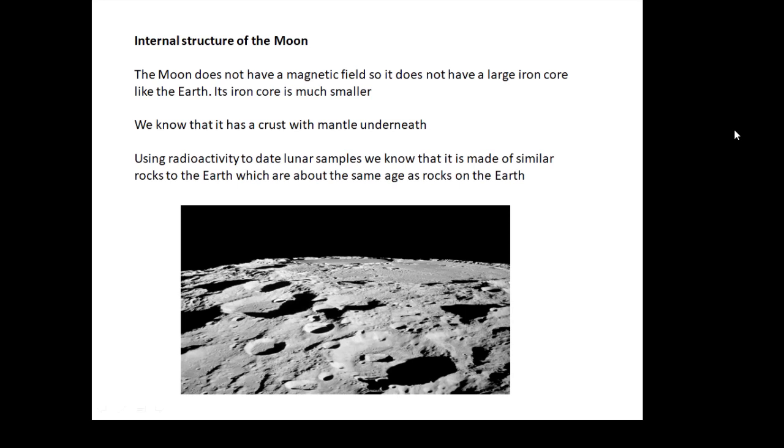The moon doesn't have a magnetic field, at least it has a very, very weak one. That's because it doesn't have a large iron core like the Earth. It's got very little iron in it. Its iron core is much smaller. It does have a crust, which is about 50 kilometers thick, and it has a mantle underneath. Using radioactivity to date the rocks that we've got back from the moon, we know that it's made of very, very similar rocks to the Earth, a little bit younger apparently.